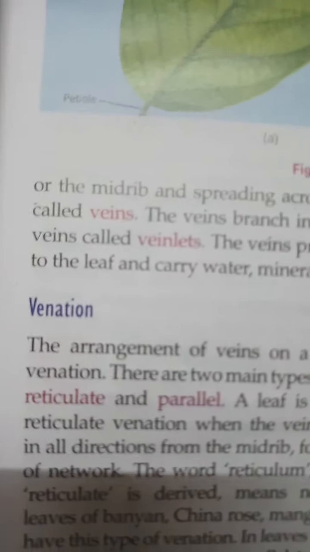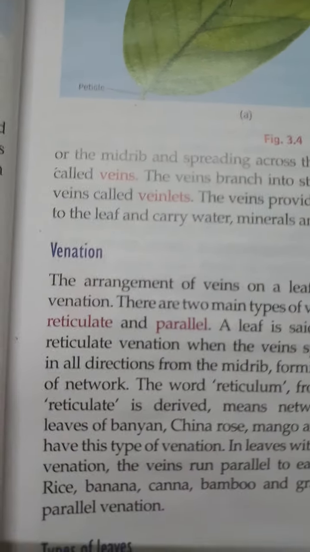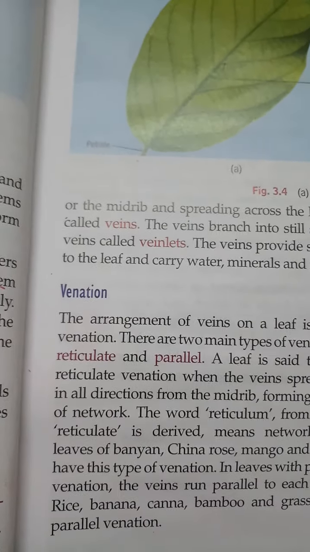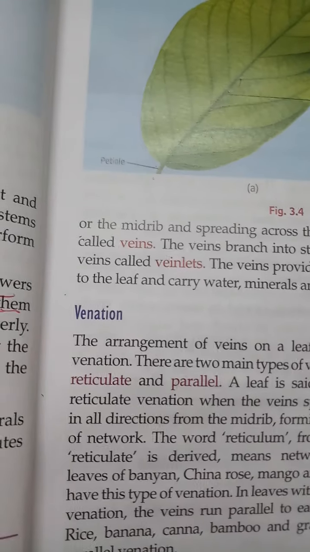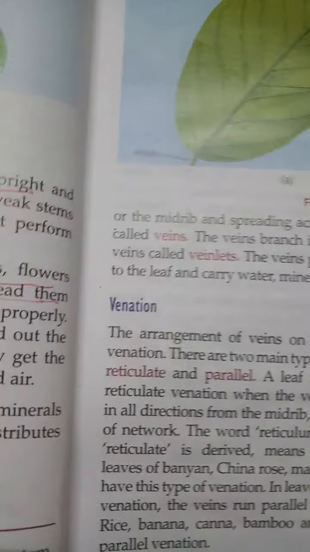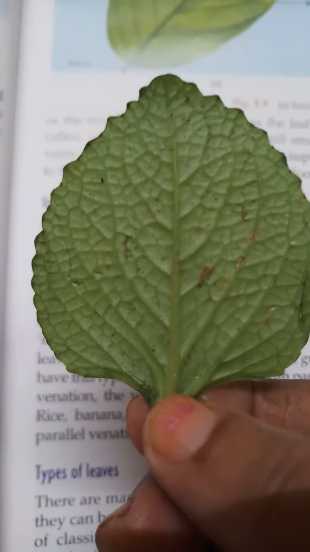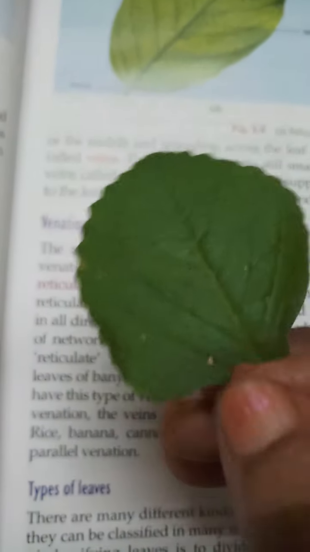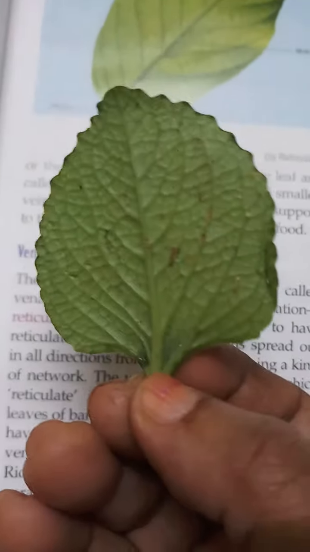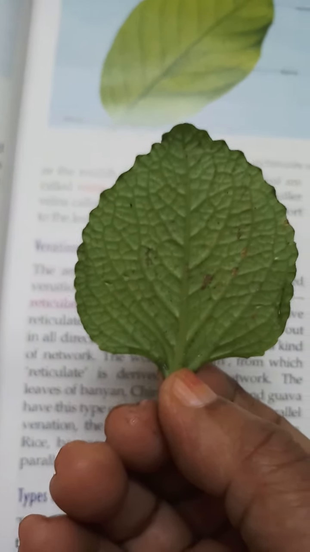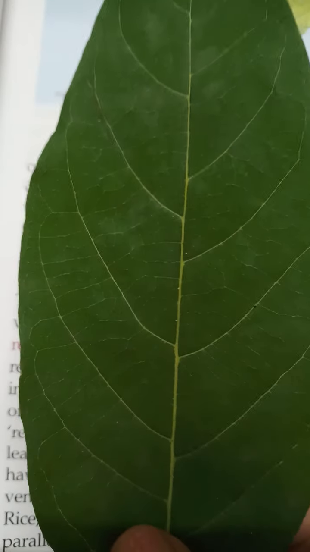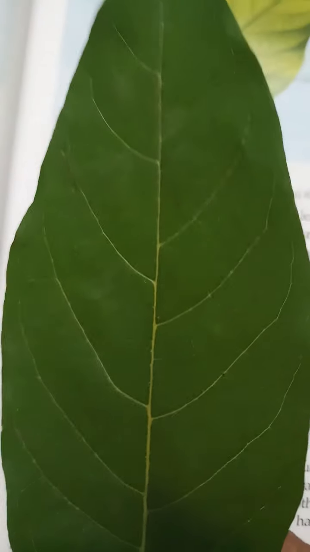The arrangement of veins on the leaf is known as venation. There are two kinds of venation. The arrangement of veins may be of two kinds, that are reticulate and parallel. Here in this plant you can see the veins are in a network-like structure. Veins form a network in this leaf. It is reticulate venation, or network-like veins are present in this plant. Here also you can see a network of veins. This kind of venation is known as reticulate venation.